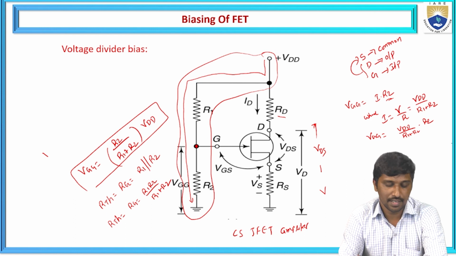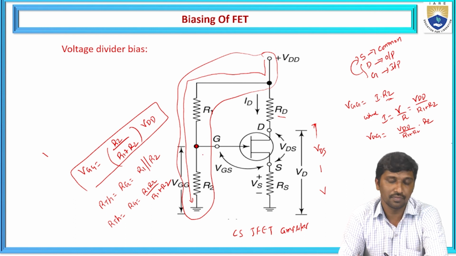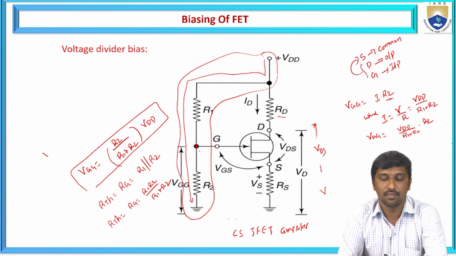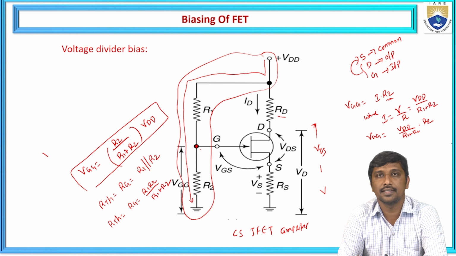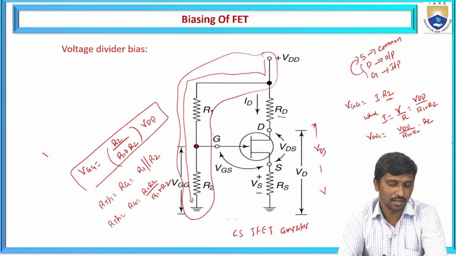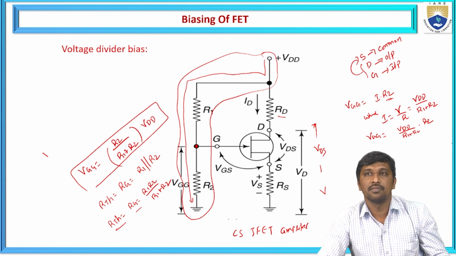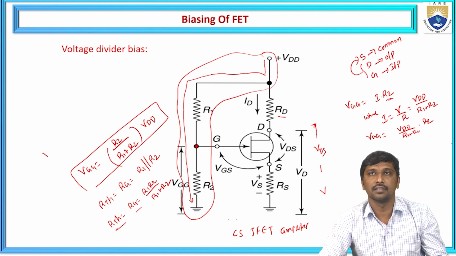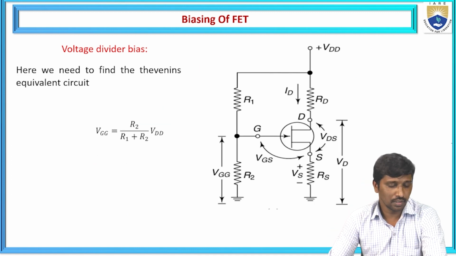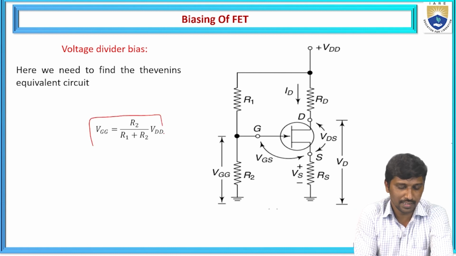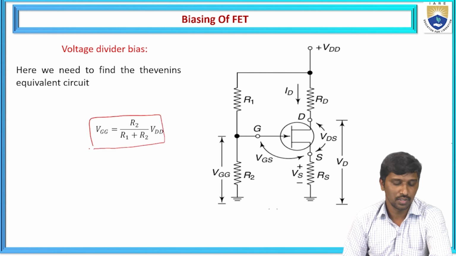So according to Thevenin's equivalent, we identified two parameters. One is the voltage across the gate terminal with respect to the biasing voltage, and the other is the equivalent resistance across the gate terminal, that is R Thevenin or the resistance across the gate. From this, we need to redraw the circuit as the Thevenin's equivalent circuit. We found that VGG is equal to R2 by R1 plus R2 times VDD.